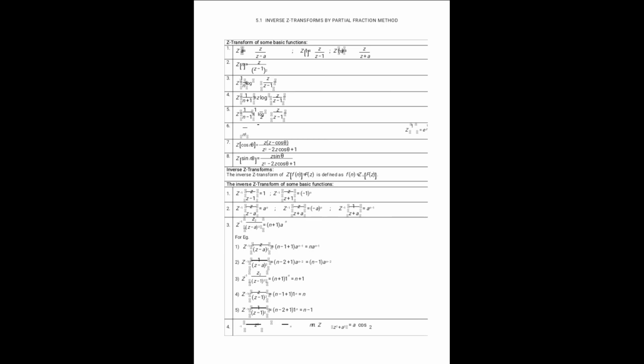Inverse Z transform: if the Z transform of small f of n equals capital F of Z, then small f of n equals Z inverse of capital F of Z. The inverse Z transform of some basic functions: Z inverse of Z by Z minus 1 is 1. Z inverse of Z by Z plus 1 is (minus 1) power n. Z inverse of 1 by Z plus a is a power n minus 1. And another one is Z inverse of 1 by (Z minus 1) the whole square, which is n minus 1.